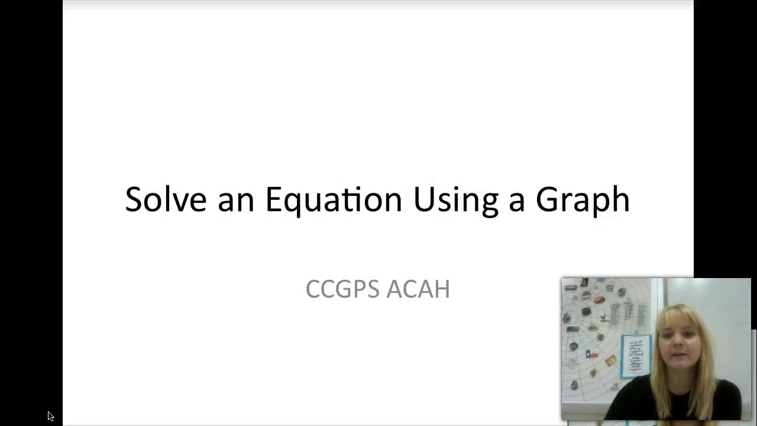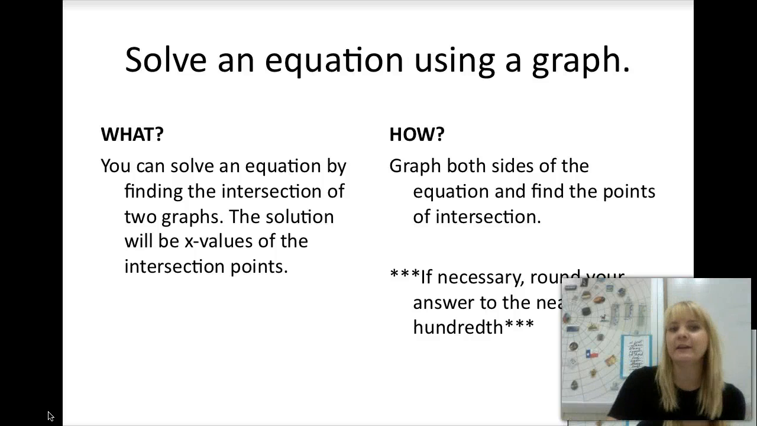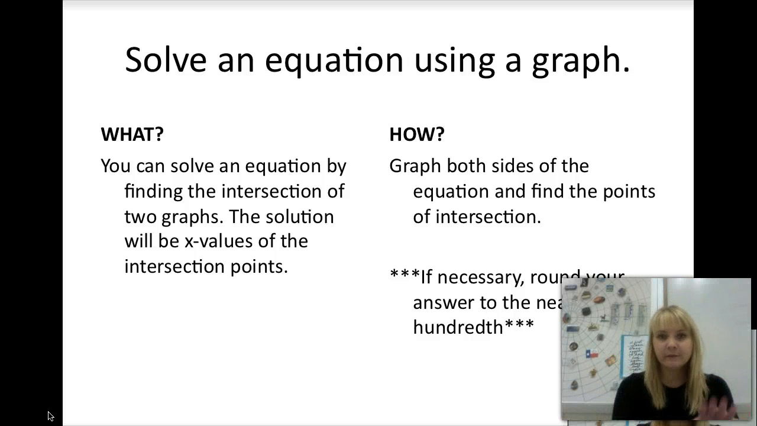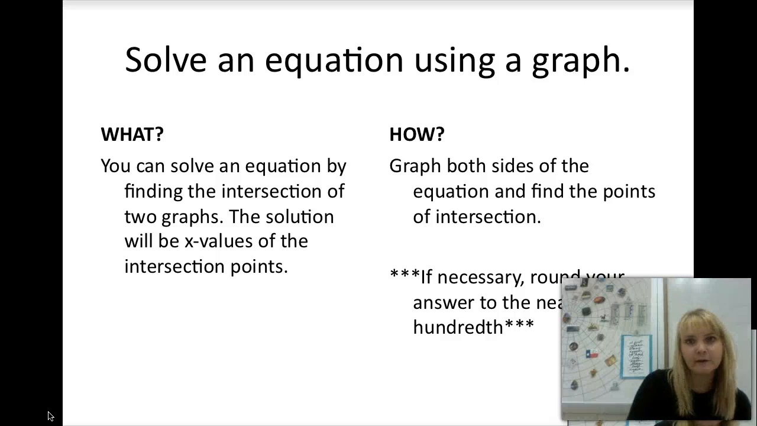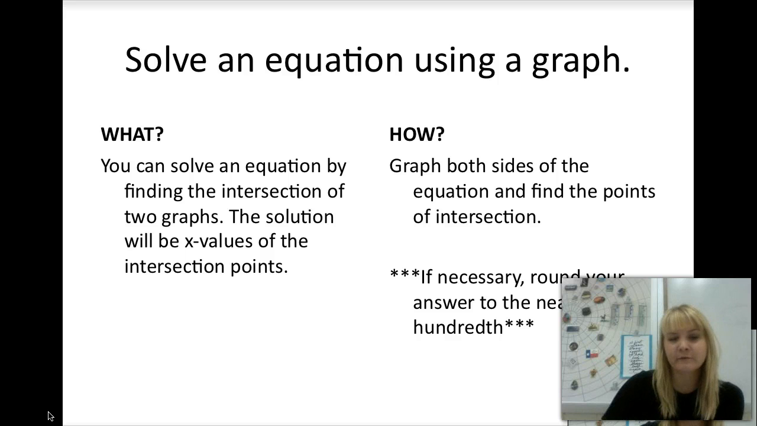All right, today we're looking at solving an equation using a graph. So what are we looking at? We're looking at a given equation, so we have an expression on one side of the equal sign and another expression on the other side, and we're going to use a graph to solve that equation. We're going to solve the equation by finding the intersection of the two graphs. So the solution will be the x values of the intersection points.